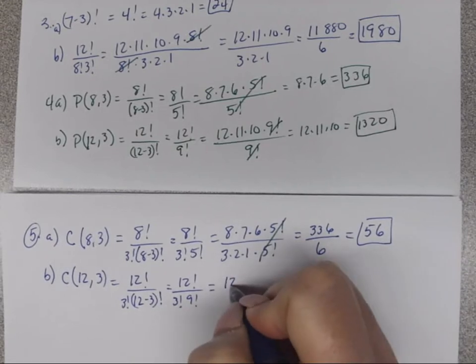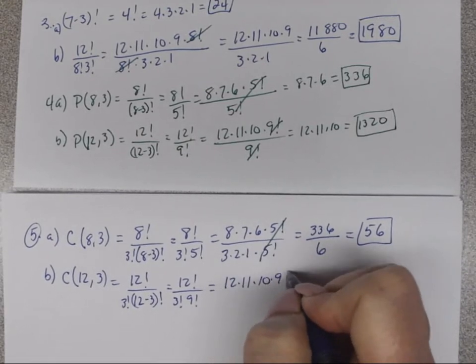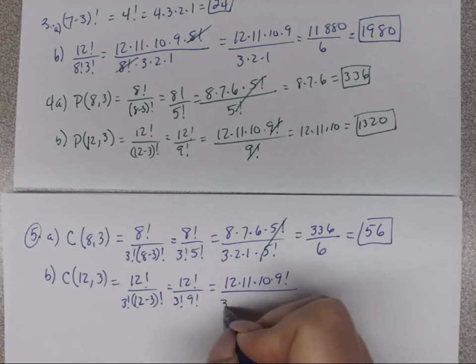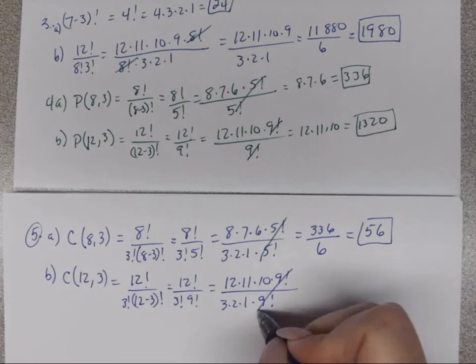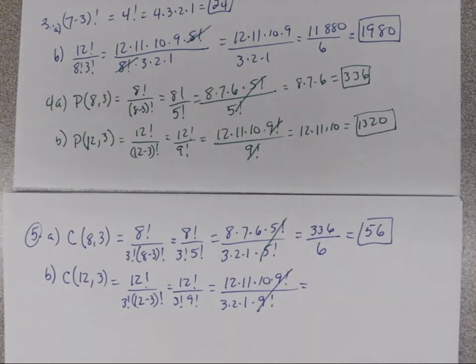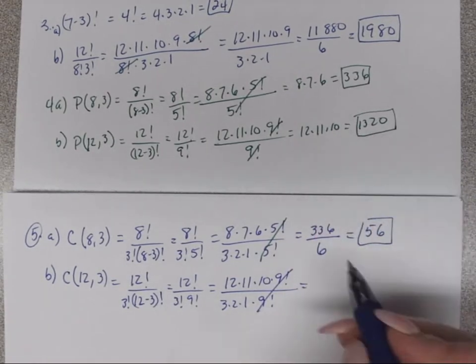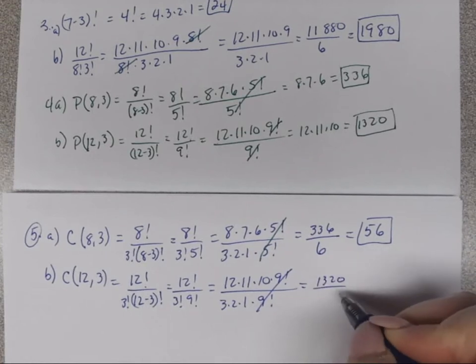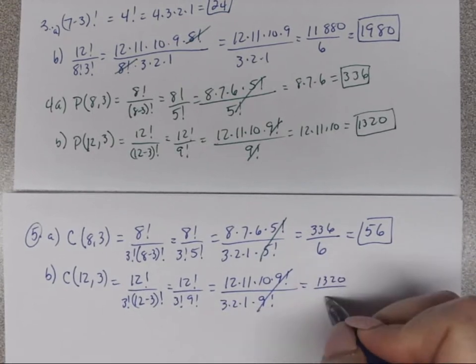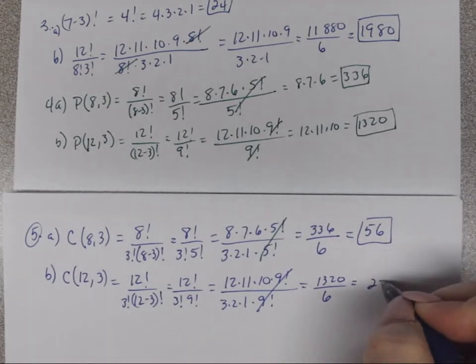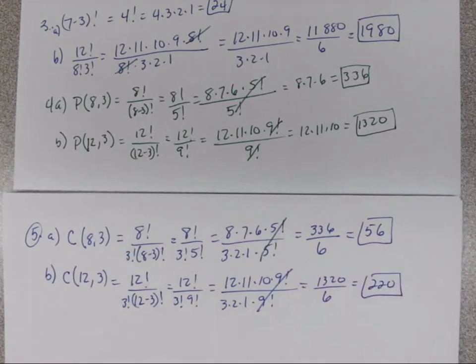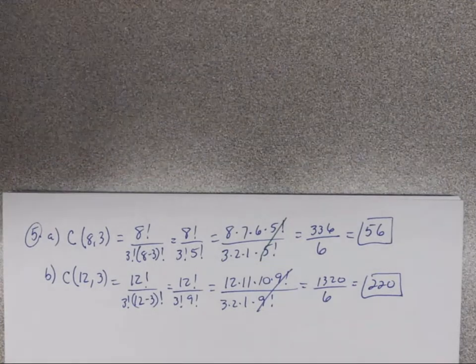We'll stop at 9 again. So 12 times 11 times 10 times 9 factorial over 3 times 2 times 1 times 9 factorial. Our 9 factorials will cancel. Our 12 times 11 times 10 is still 1320. But now we're going to divide by 3 times 2 times 1, which is 6. And when we divide that out, we'll have 220. So with the combination, you're going to have a lower number because of what's happening with the math.